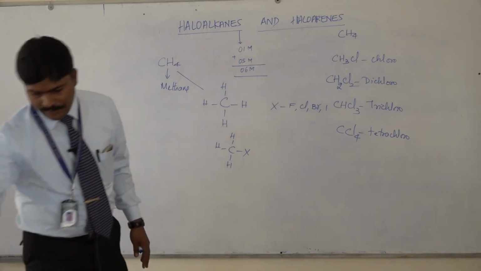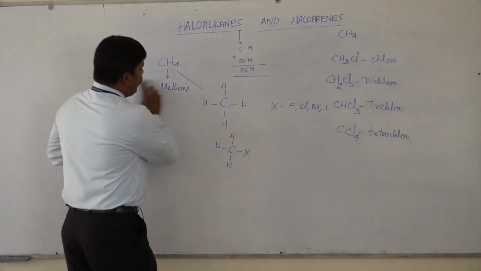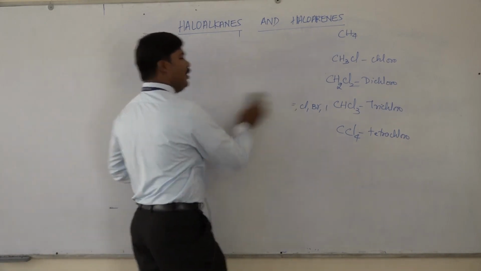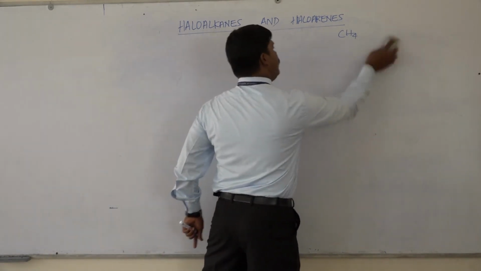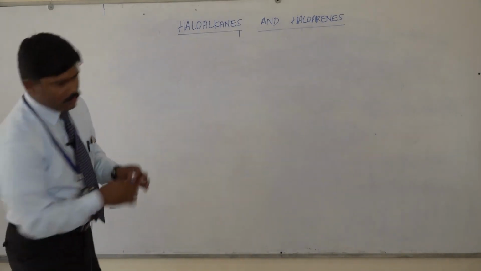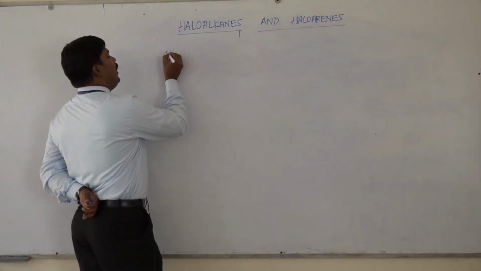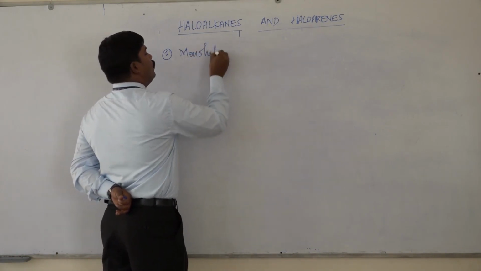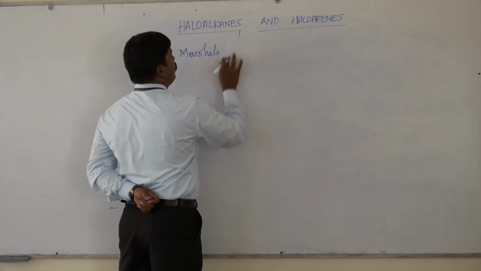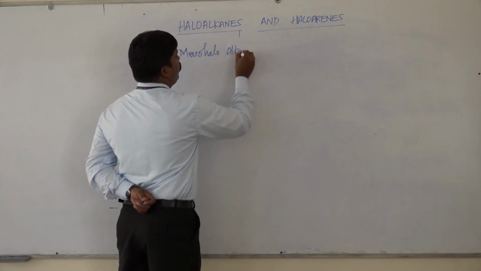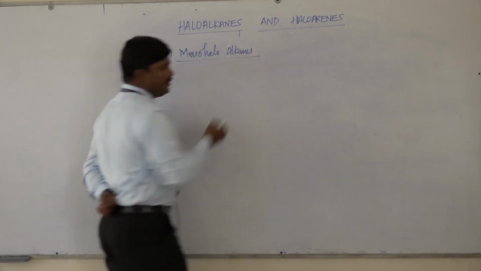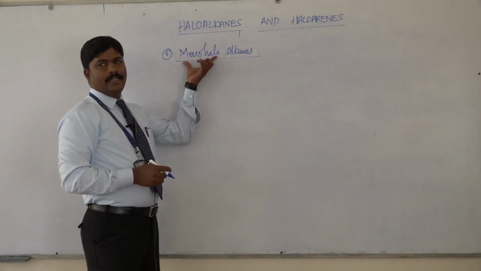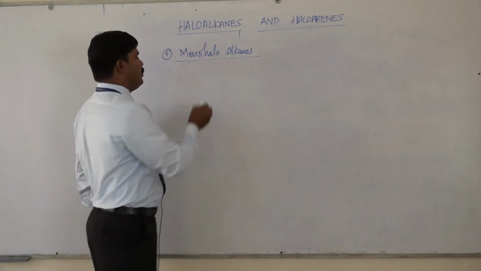Coming to the first classification, we go for the classification based on the number of halogen atoms present in a molecule. The first classification is called monohalogen derivative, monohaloalkanes. Now, what are monohaloalkanes? The word says mono, so there is replacement of only one halogen atom.